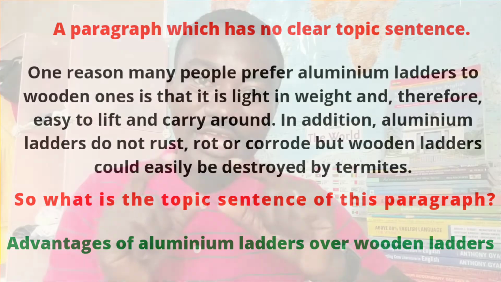Okay, so if you look at the short passage that I gave you, you can see that there is nothing that can be said as the topic sentence in the paragraph. In other words, you cannot readily see something as the topic sentence, but you have to read the entire paragraph and then deduce from what you've read what the paragraph is talking about. And from what we read, we can see that this paragraph talks about the advantages of aluminium ladders over wooden ladders, and that is all.